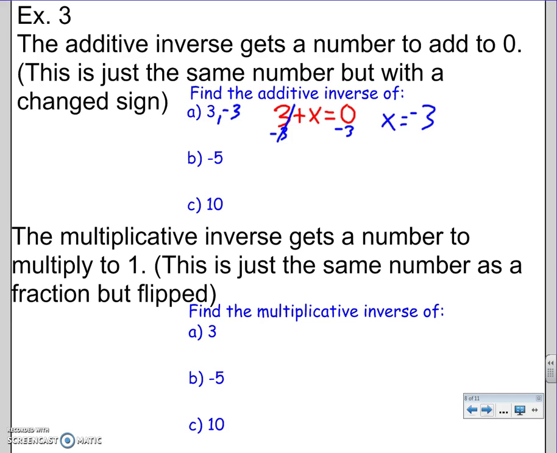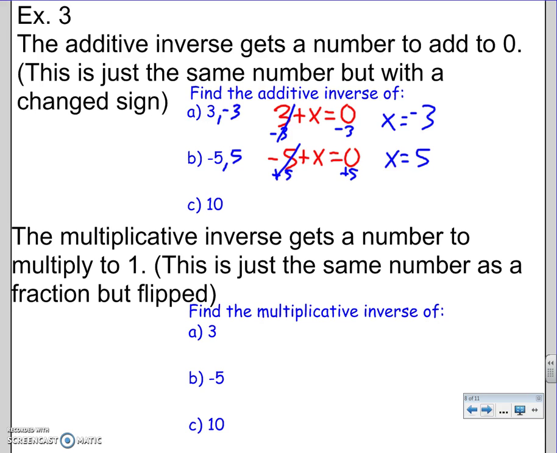Next one, if I have -5, well, it's -5 plus some number gets me back to 0. If you do algebra, you just add 5 to both sides. You get x equals +5. So -5 and +5 are additive inverses. Some students say, well, do they just make 0 pairs? Yeah, they do, because 3 plus -3 is 0. -5 plus 5 equals 0.